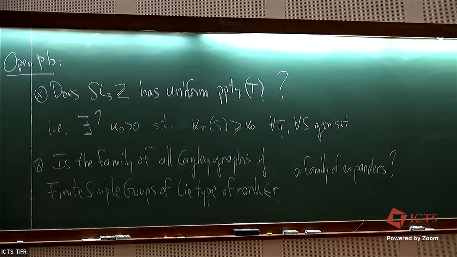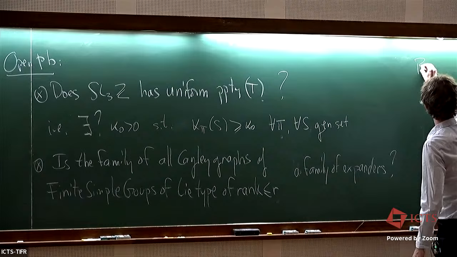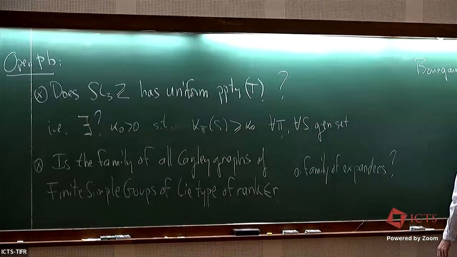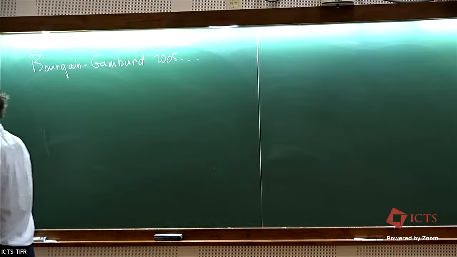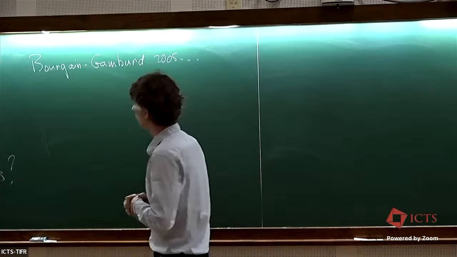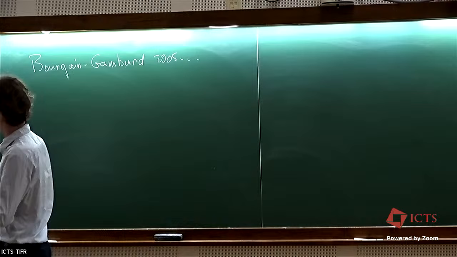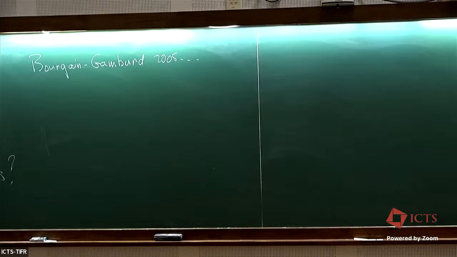I should maybe add the names of Bourgain and Gamburd, who studied expanders in the 2000s, 2005 and so on. They found a new method to construct expanders and to show that Cayley graphs are expanders. This has led to a small revolution in the subject with many new results. What people typically looked at back then, as explained in the first talk by Alireza, was when you fix a group gamma and look at its finite quotients, with generating sets that come from the fixed generating set of gamma. This is the situation people studied most.